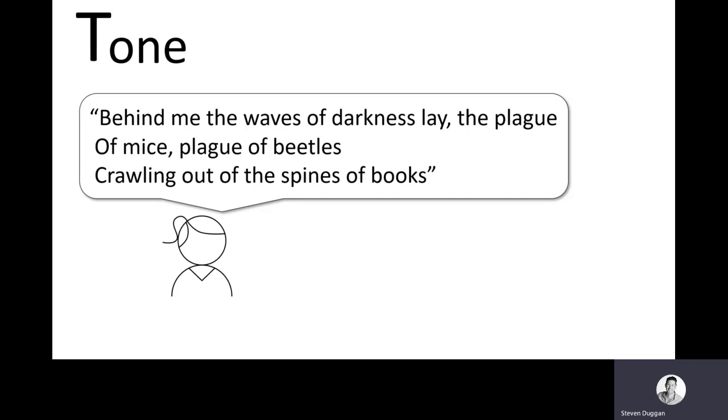So here, for an example from Eileen Cordon's Lucinda Shinning on the Silence of the Nacht, we have this couple of lines. Behind me, the waves of darkness lay, the plague of mice, plague of beetles crawling out of the spine of books. It's really, really effective as a sort of eerie conjecture or an eerie way of presenting a scenario. But what we also see here is the use of both assonance and repetition. The long A's all the way through, the waves of darkness lay, the plague of mice, plague of beetles crawling out of the spine of books, and that long double O at the end. And the repetition of the plague of mice, the plague of beetles, again, really helps to convey the tone of the poem.